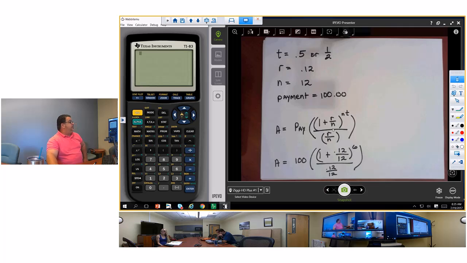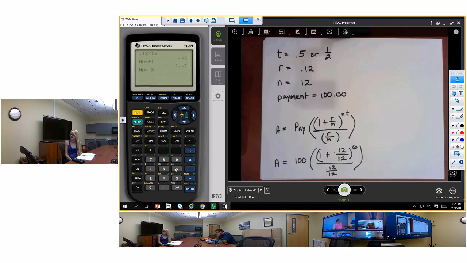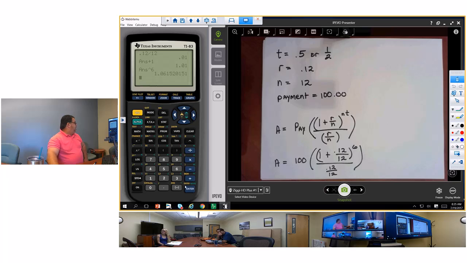Now I'm going to do the top. Okay? So 0.12 divided by 12 plus 1 raised to the what power? 6. Raised to the 6th power. And that's store alpha N. And what does N stand for? Numerator, Hubert. That's right, class.